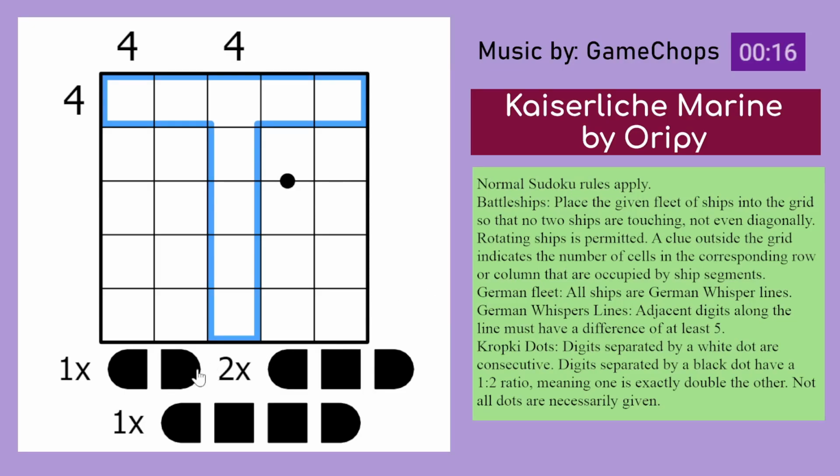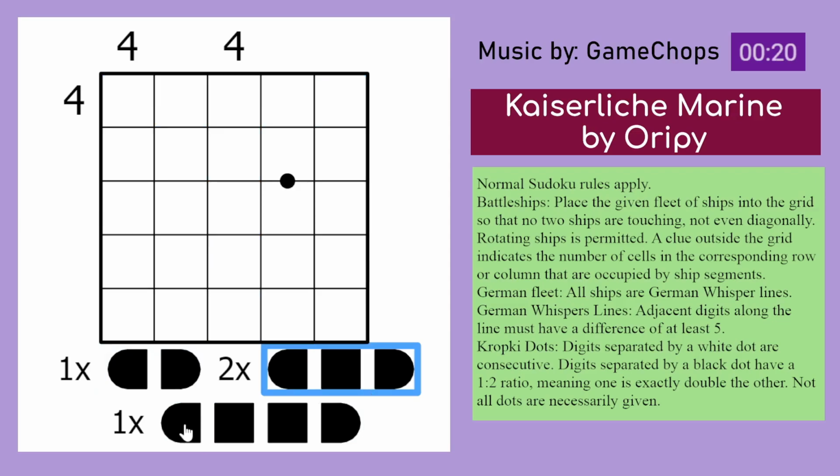Battleships: place the given fleet of ships. We have a 2 length, two 3 lengths, and a 4 length here, so that no 2 ships are touching, not even diagonally, so regular battleship rules. A clue outside the grid indicates the number of cells in the corresponding row. A clue outside the grid here, which you can mark for some reason.